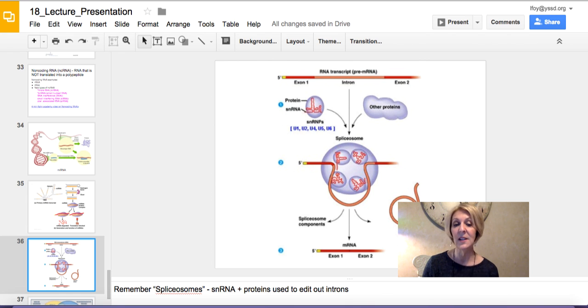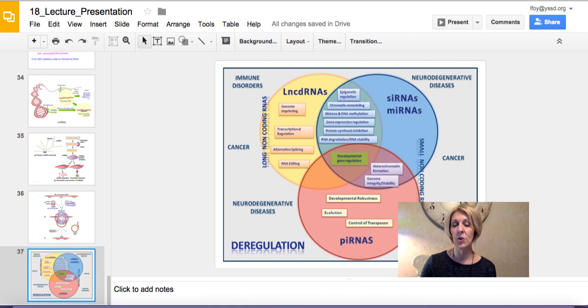And of course, spliceosomes are another example of non-coding RNA. So this is not going to be translated into a protein, but it's going to be used as a ribozyme. So here we have these small nuclear RNAs that are part of this big protein-RNA complex called a spliceosome. And this, of course, we know is what cuts out the introns on the pre-mRNA before it's been edited. And we can do differential splicing of that to get different transcripts.